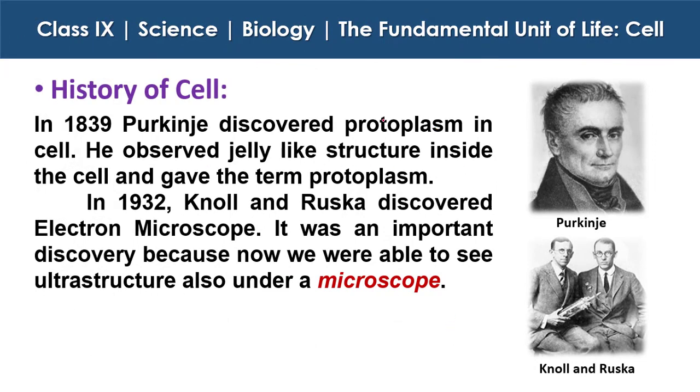Then in 1839, Purkinje discovered protoplasm in the cell. He observed a jelly-like structure inside the cell and gave the term protoplasm. Then in 1932, Knoll and Ruska discovered the electron microscope, which we have studied earlier. It was an important discovery because now we were able to see ultrastructure also under a microscope.